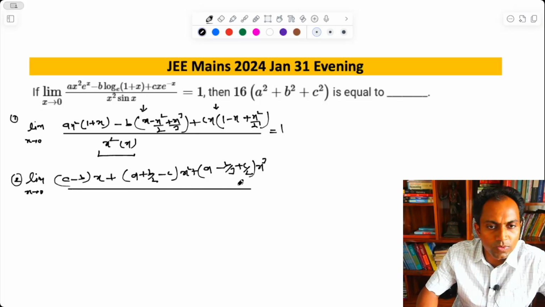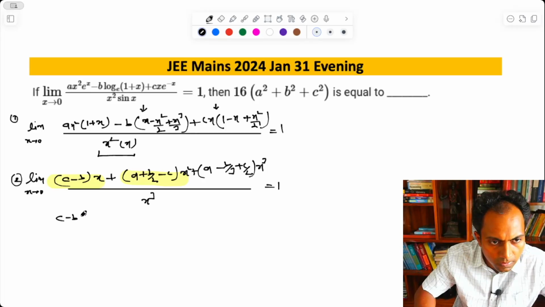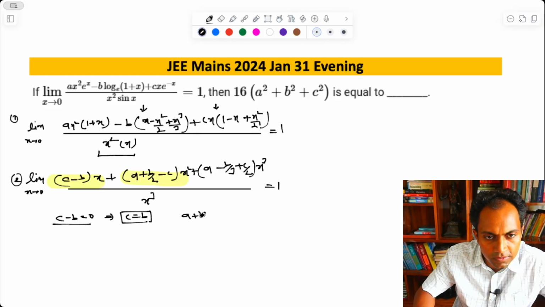Now, the process is very simple. I told you this earlier also. All the powers of x that are less than the denominator, this part should be equal to 0. And if I do it so, c becomes equal to b, and then again a plus b by 2 minus c also becomes equal to 0.